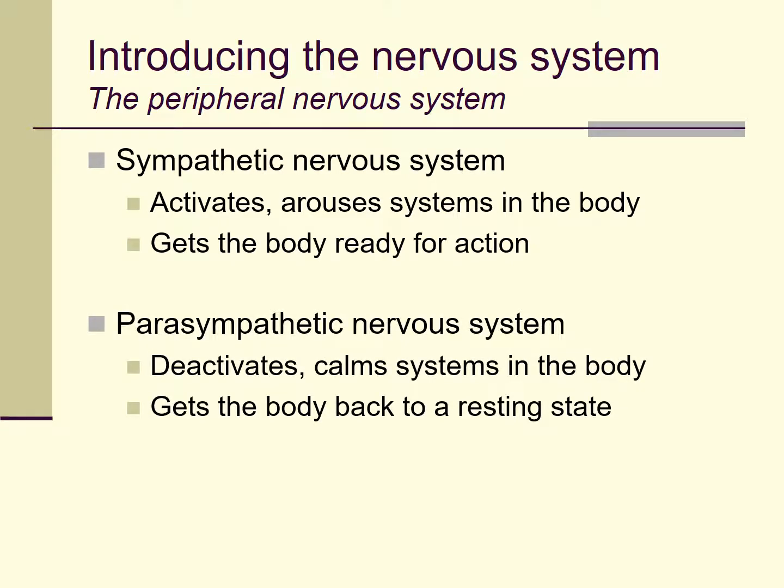Balanced against that is the parasympathetic branch of the autonomic nervous system. This is the part of the autonomic nervous system that works, generally speaking, in opposite, to deactivate or calm down the body, get the body back to a resting state.